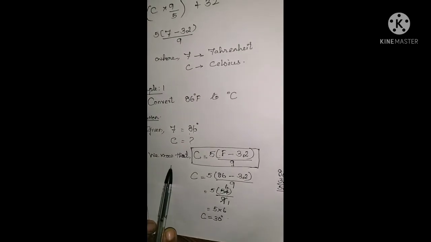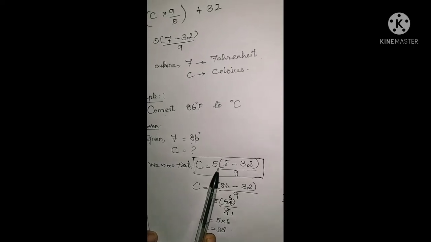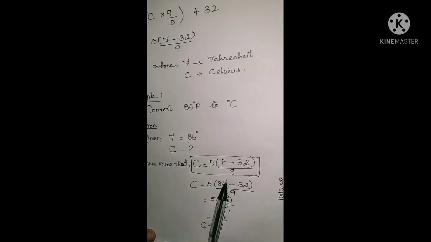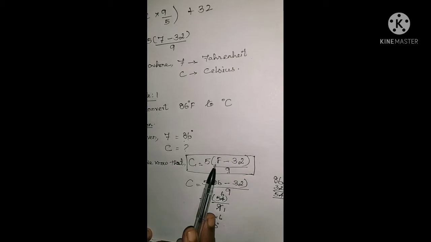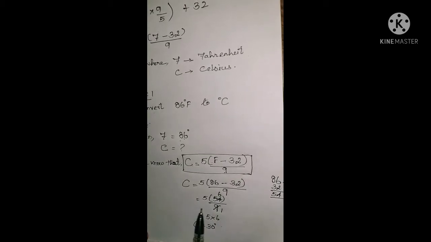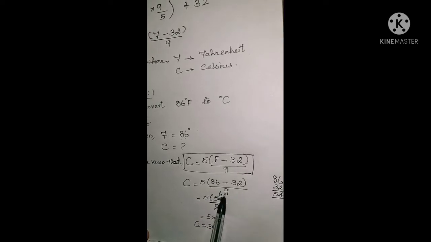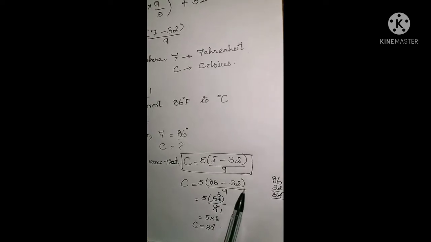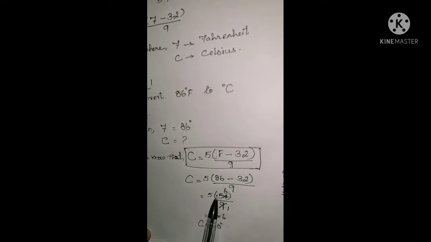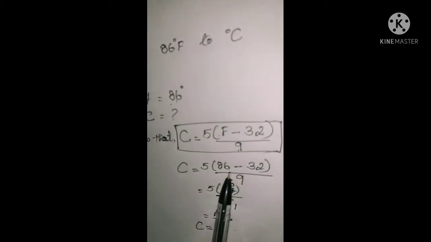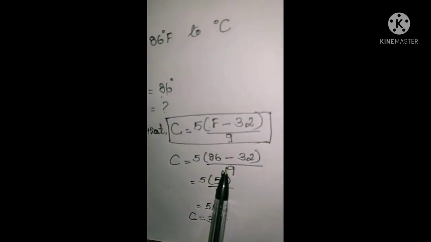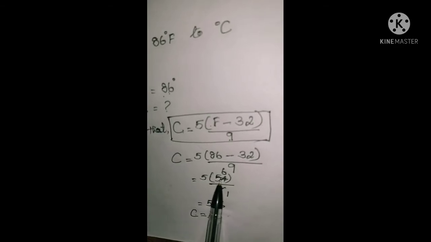That is the question. So we know the formula: C is equal to 5 into F minus 32 by 9. Here we just substitute the value of F. So C is equal to 5 into 86 minus 32 by 9. First we complete what is given in the bracket. Just subtract the values, 86 minus 32, and we get 54.